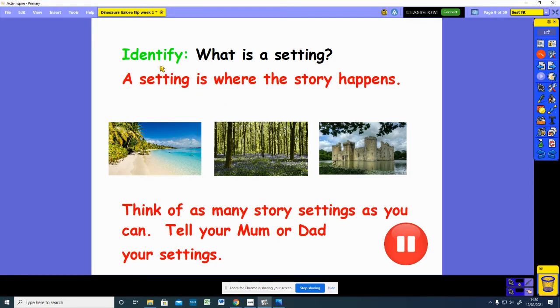So, first of all, identify. What is a setting? A setting is where the story happens. So we talked about story settings before half term, and we found out that there's lots of different settings for stories because there's lots of different stories and they all happen in different places. So here we've got some pictures of some possible story settings. We've got the beach, a forest, a castle. Think of as many story settings as you can and tell your mum and dad your settings. Press the pause button while you do this.